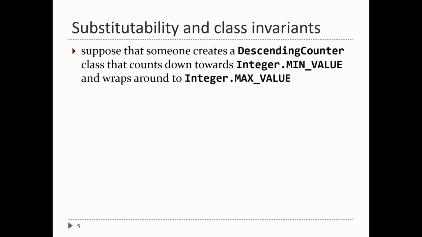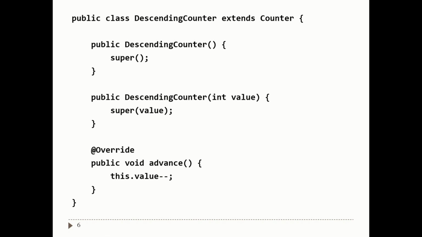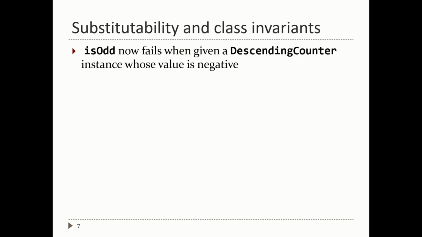Now, suppose someone comes along and makes a subclass of Counter called DescendingCounter. DescendingCounter no longer supports the class invariant that the value is always positive or 0. Now DescendingCounter can count down to min value, which is negative. It's not hard to do, and nothing in the language will stop you from doing it. Extend Counter, and advance is just this value minus minus. That's it, you're done. This will compile, it'll run just fine, until you pass a DescendingCounter to isOdd.